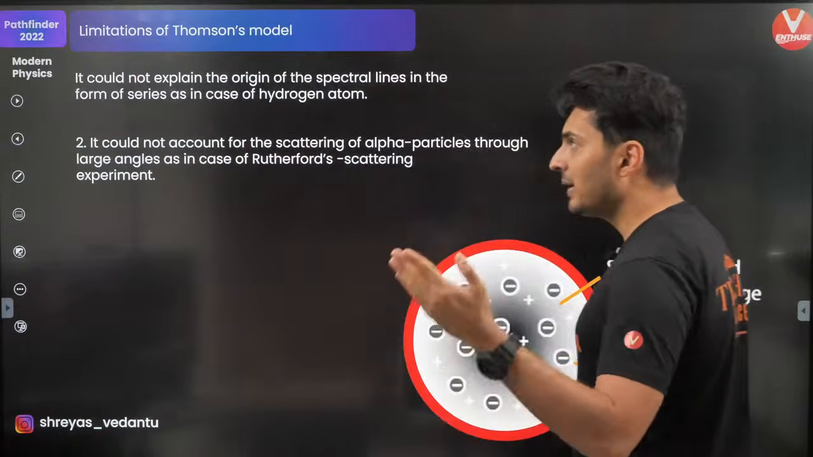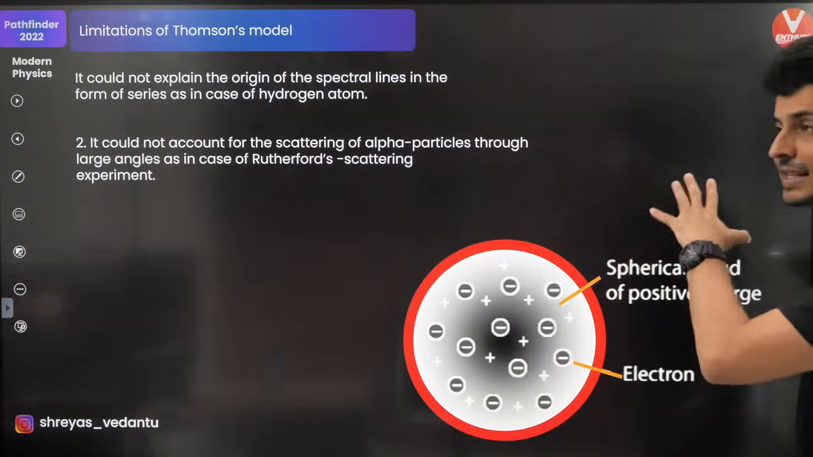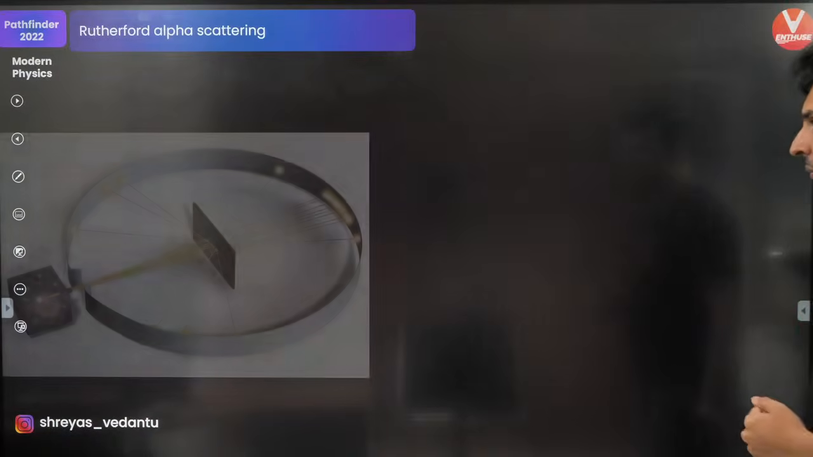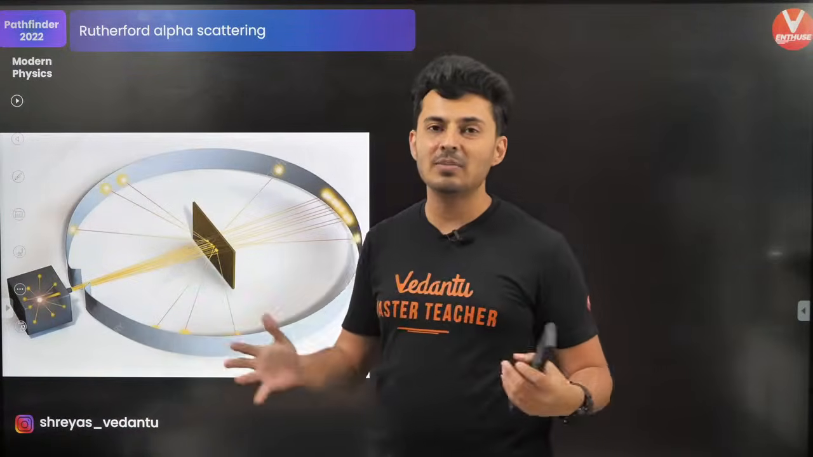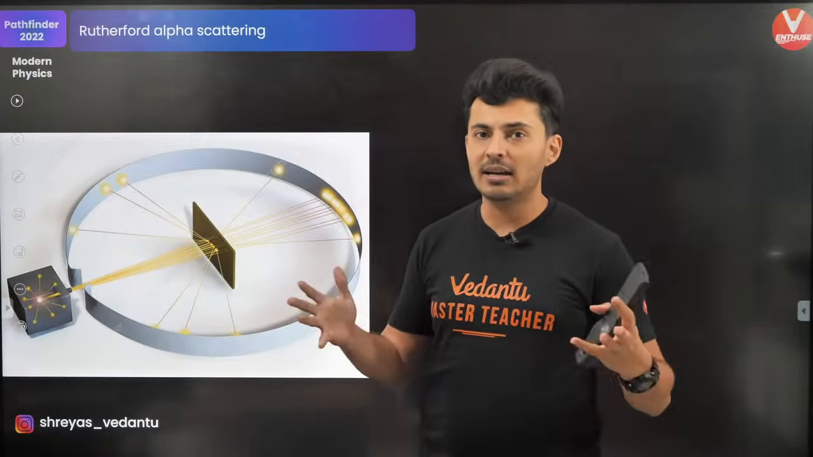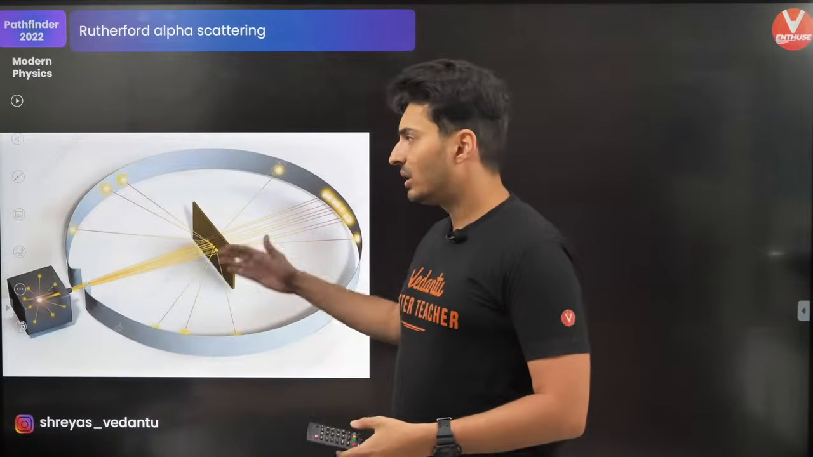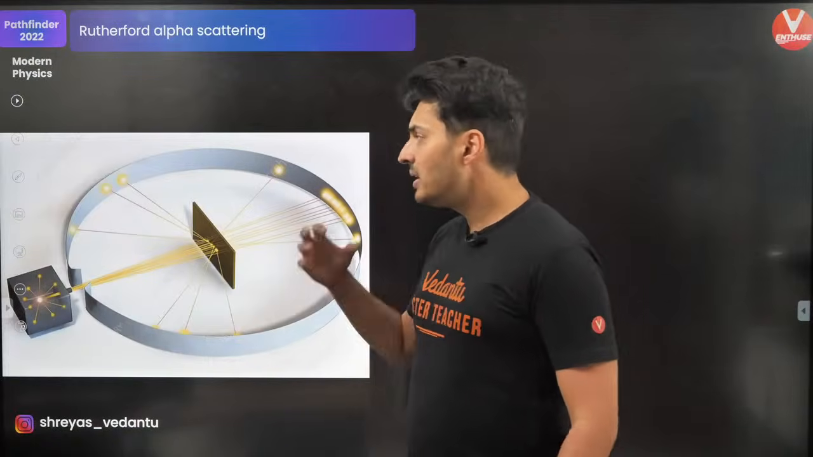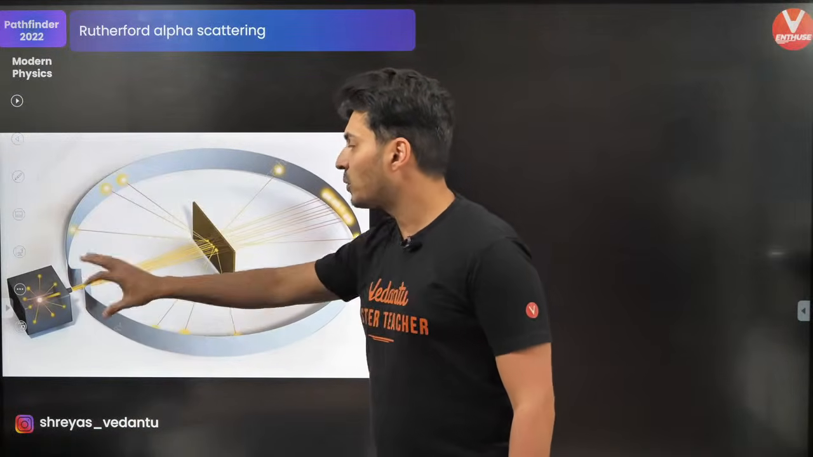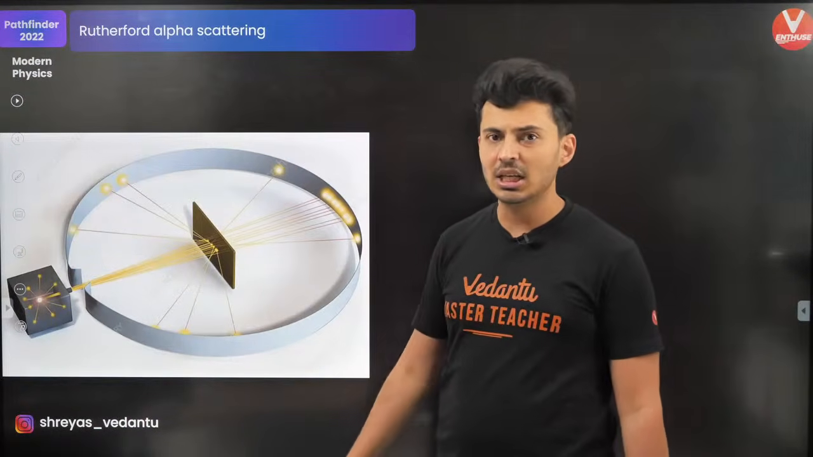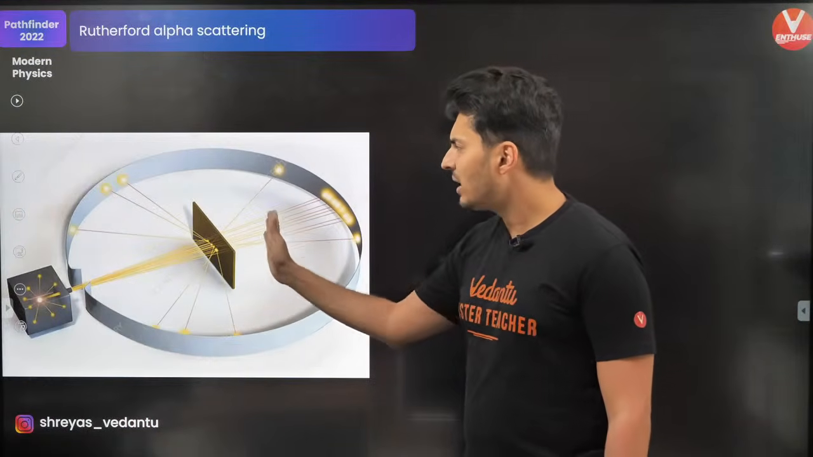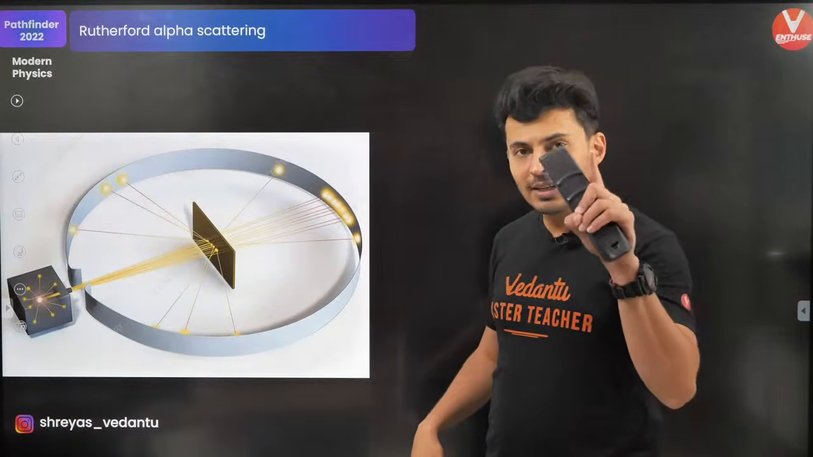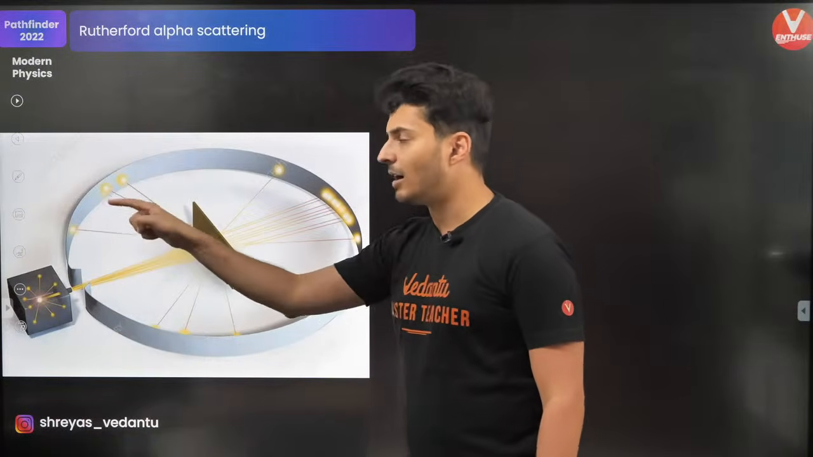So what happened is, after these limitations of Thompson's model, you had Rutherford, who had conducted this very famous experiment, which is the alpha ray scattering experiment via a thin metallic sheet. He saw when alpha rays were projected on a thin metallic sheet, most of the rays went through the sheet. Very few rays got deviated, but very few rays got deflected completely back.